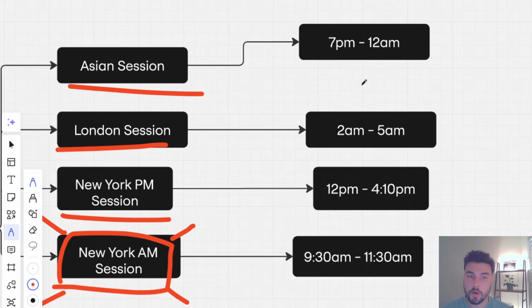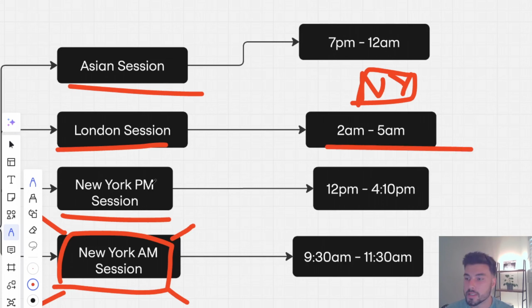I want to reinforce this point. Every single thing I talk about is in New York time. So these are New York times. I'm from Australia. Set your chart on TradingView to New York times. Just makes it a lot easier when we're discussing these concepts. London open session is 2 to 5.